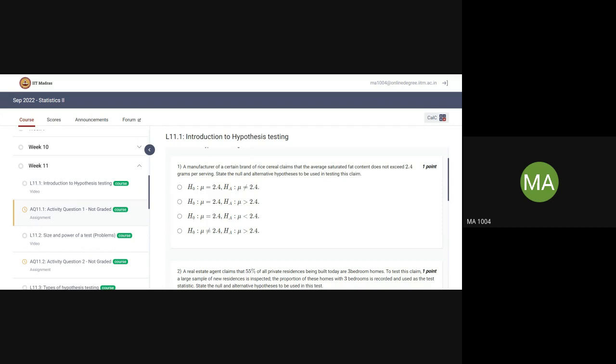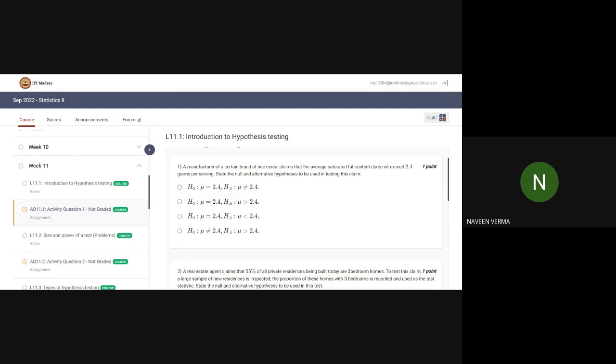So for the null, we always put the simple hypothesis. So our fourth option is already discarded. Now we have three options. For the null, you have mu equal 2.4. Should it not be less than or equal to 2.4, ma'am? Because the null is saying the fat content does not exceed, that means it is less than or equal to 2.4.